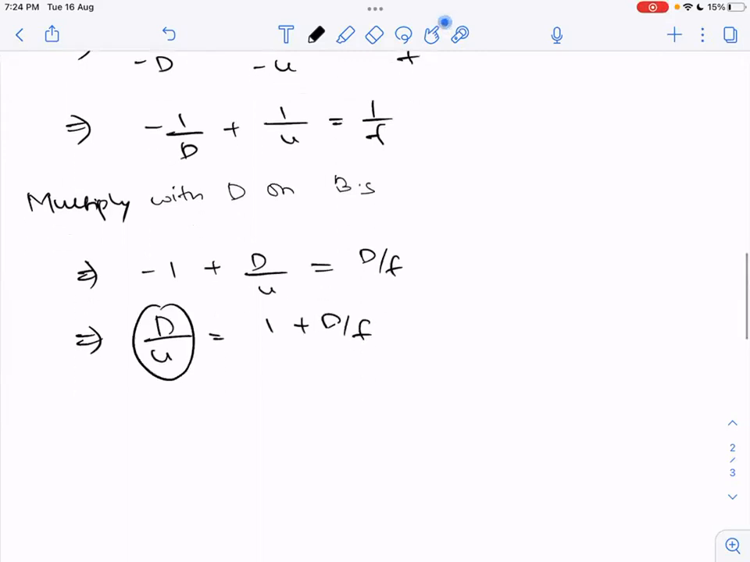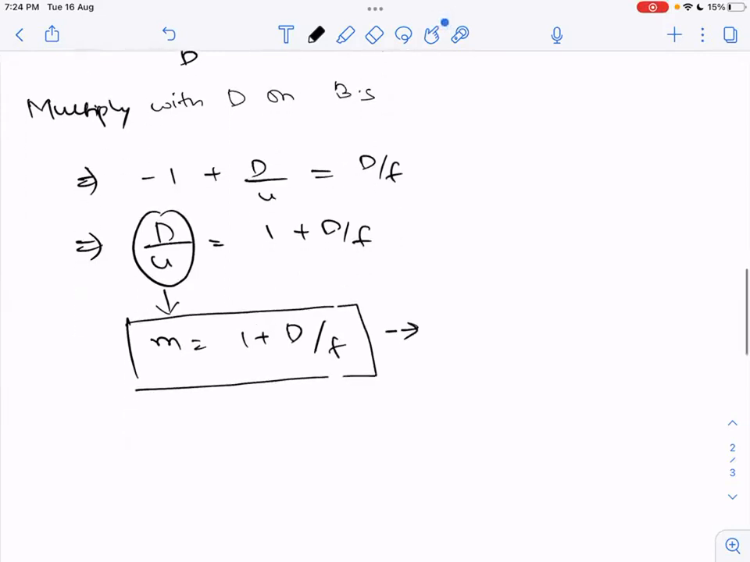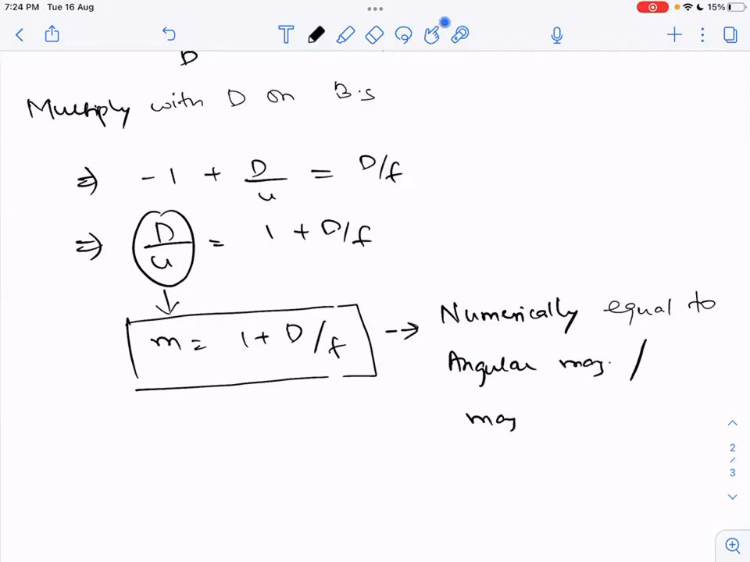But what is d by u? D by u is the linear magnification. So linear magnification will be equal to 1 plus d by f. But in this case, we know that linear magnification is numerically equal to angular magnification or magnifying power.